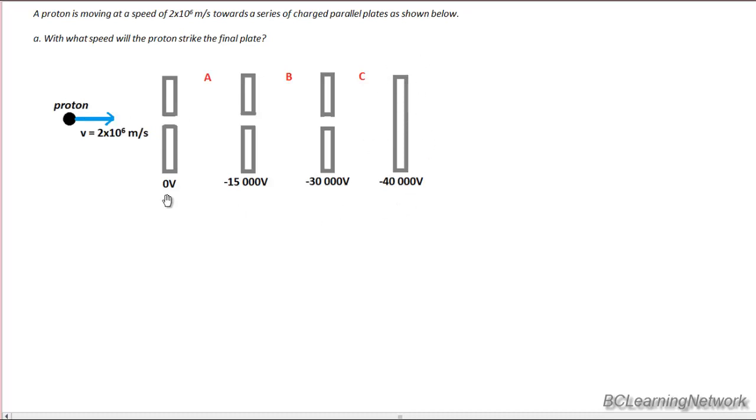The plates are charged, the first one being 0 volts, negative 15,000 volts, negative 30,000 volts, negative 40,000 volts. And what we want to calculate is how fast the proton strikes the final plate.